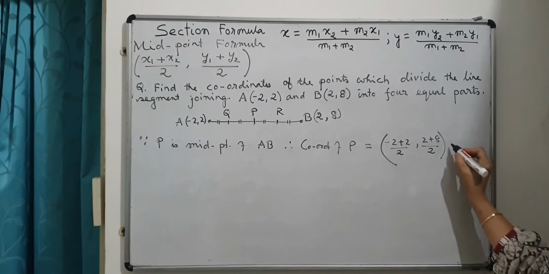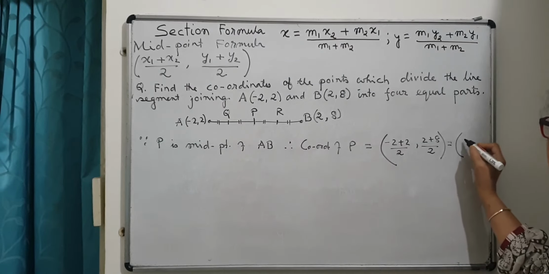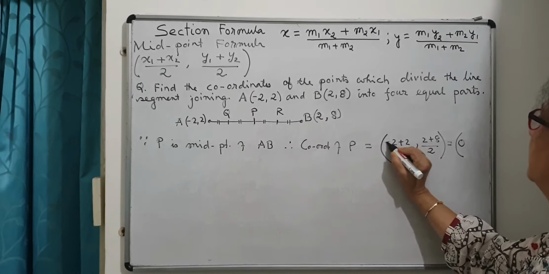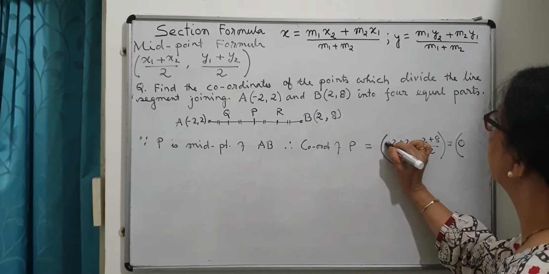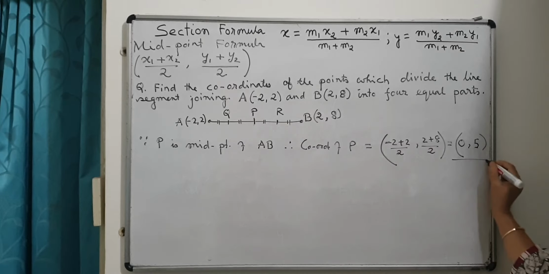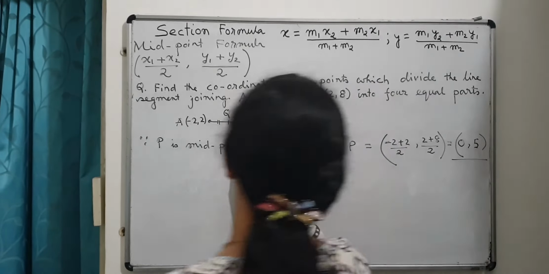So by simplifying, what is it becoming? It is 0. Minus 2 plus 2 is 0. And it is 5. So I got the coordinates of the first point P: (0, 5).